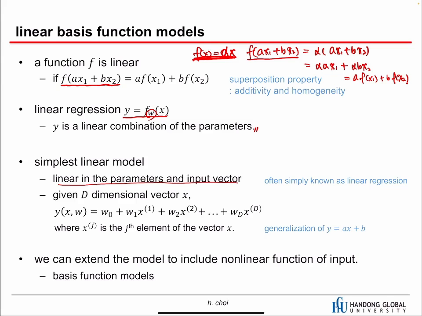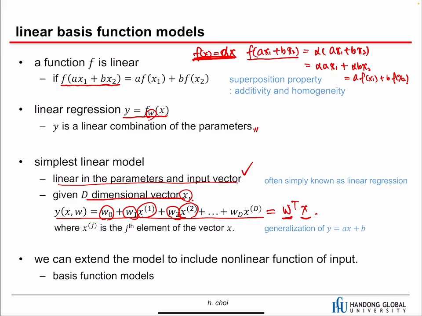And many times, when people say linear regression, they think of this simple case. So given the d-dimensional vector x, the simplest linear model is defined by this one. So we have parameters, and we have the elements of input vectors. So this one is actually w transpose x. Okay, it's a simple linear function of w and a linear function of x. And linear regression is a linear function of w.